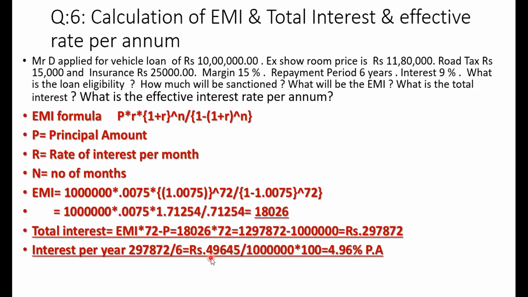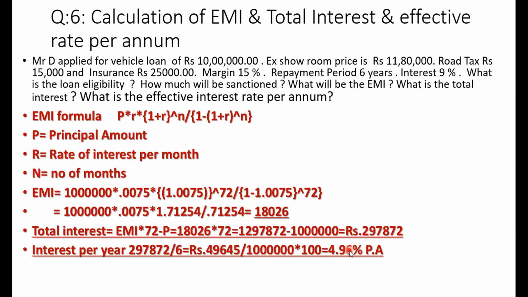On 10 lakh, this much interest is paying per year. So the annualized effective rate is 4.96. Though you call it 9%, he is ultimately paying only 4.96. You may wonder why. Because every month he is paying, the principal amount, everything, will keep on coming down. Okay, friends? This is how the fifth question works.